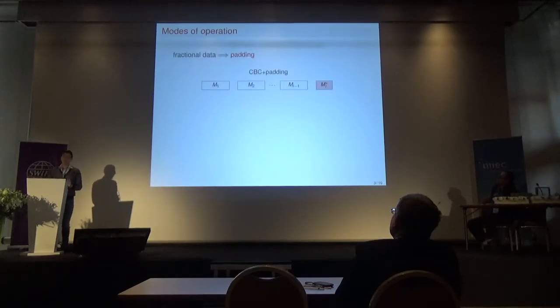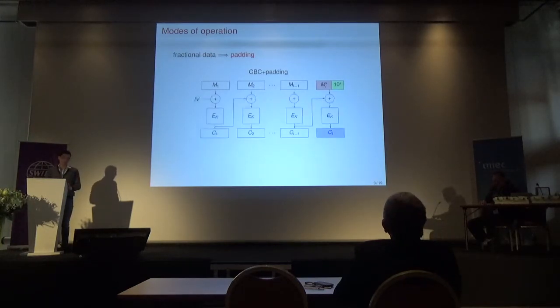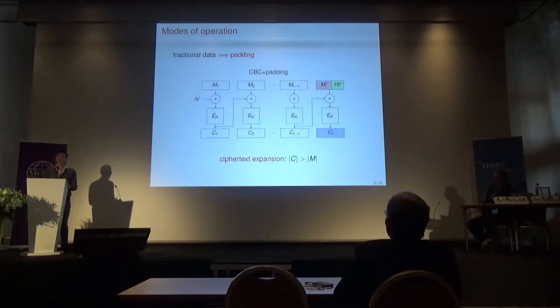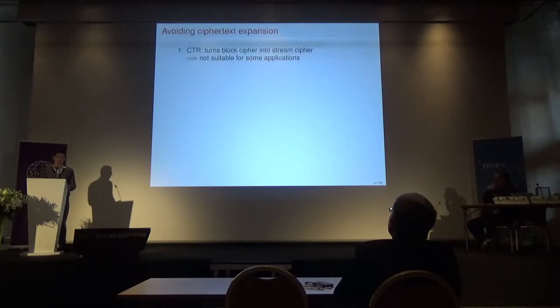One of the solutions is using the padding technique. Let's explain the case of CBC mode. We first pad the bit string of 200 bits to a multiple of n, then we use the CBC mode. However, there's a disadvantage with this method, namely the ciphertext expansion. The length of the ciphertext is always larger than the length of the original plaintext. We can use the following methods to avoid ciphertext expansion.